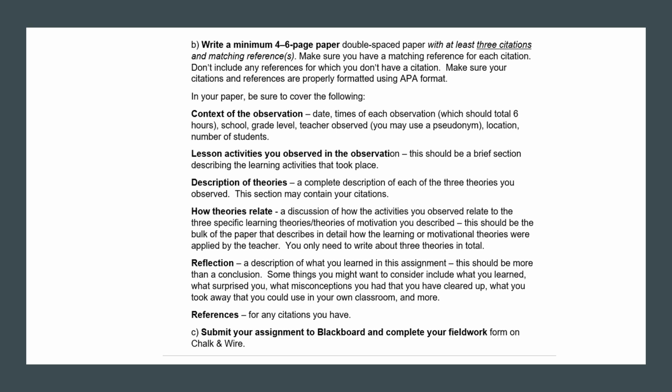You're going to complete your observations and then write a minimum of 4 to 6 page double-spaced paper with at least 3 citations and matching references. Your paper will include the following in outline. The bolded text here that you see makes good headings in your paper.